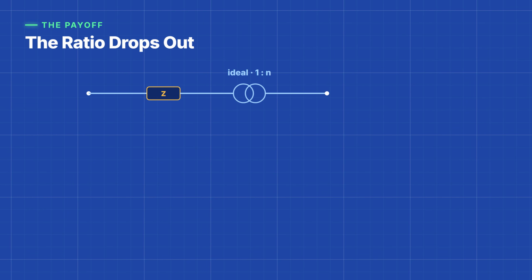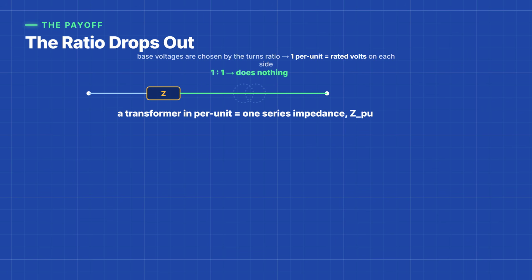Now drop it into per unit. Remember the trick from last time. We picked the base voltages to match the turns ratio, so 1 per unit volt means rated volts on each side. Now watch the ideal transformer. It's 1-to-n, but measured in per unit, that's 1-to-1. It does nothing. It vanishes. What's left? Just the series impedance. In per unit, a transformer is 1 impedance, Z pu, and the two voltage levels merge into 1.